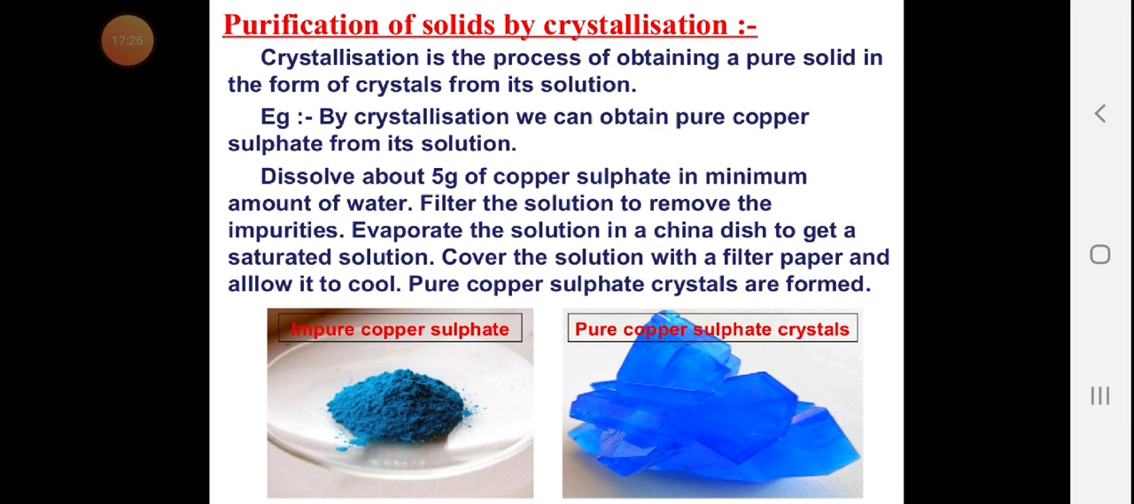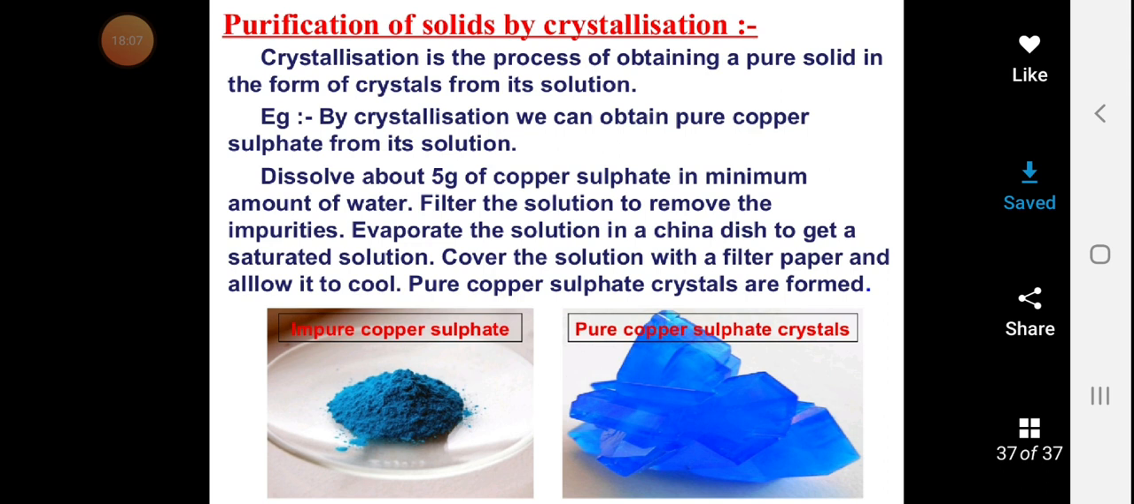For the activity, you take 5 grams of copper sulfate in a minimum amount of water, filter the solution to remove any impurities, and evaporate the solution in a china dish using a Bunsen burner to get a saturated solution. Cover the solution with filter paper and allow it to cool. At the end you will get pure copper sulfate crystals. You can see in the second image the pure copper sulfate crystals that you have obtained from the impure copper sulfate solution.